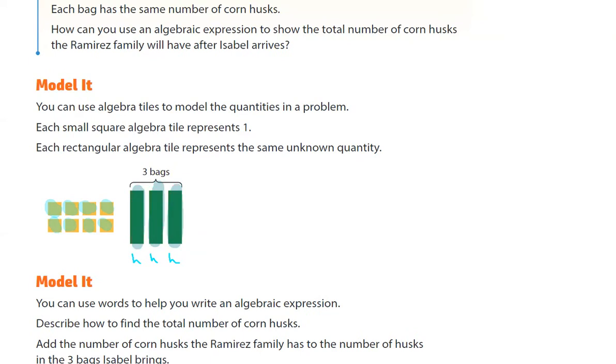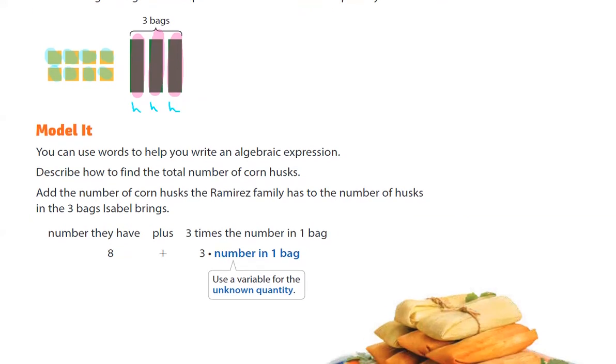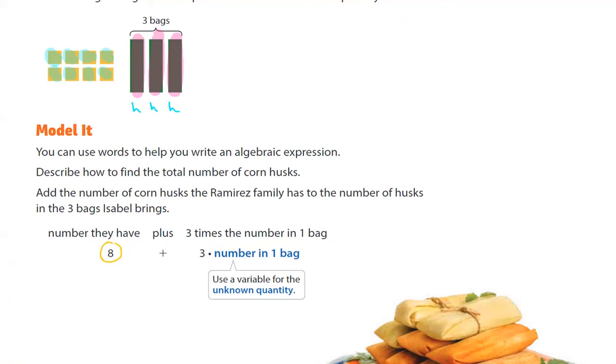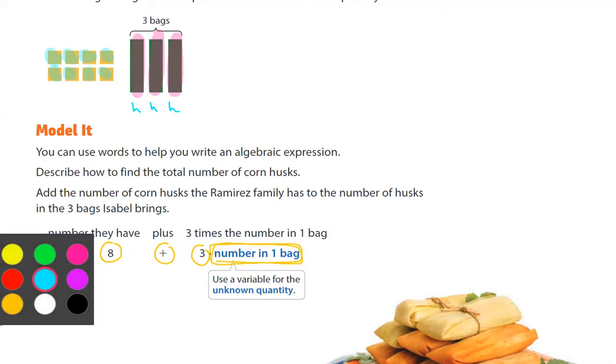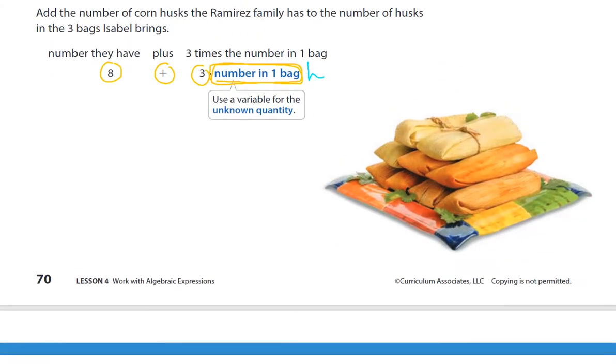We have 8 plus 3 unknowns. These are the unknowns. Okay. Or you could use words. The second model is just using words without the algebra tiles. Describe how to find the total number of corn husks. Add the number of corn husks the Ramirez family has to the number of husks in the 3 bags Isabel brings. So they've just written out the number they have plus 3 times the number in 1 bag. And I don't know how much this is, so we would use H for that. That looks delicious.